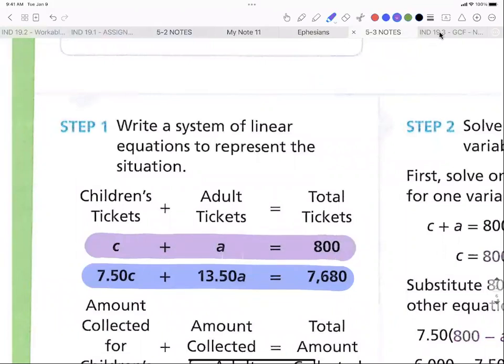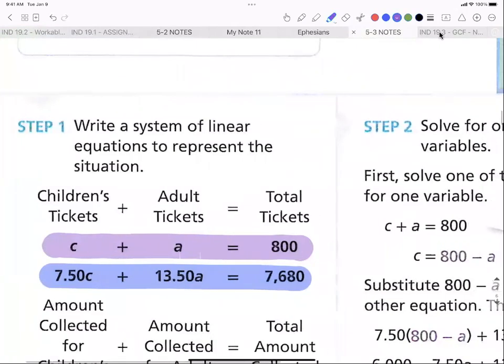So with the information that we were given in the story problem, we can write these two equations, okay? One of them, the purple one, is the number of tickets sold. The blue one is the amount of money that was collected, okay? But with these two equations, once you have a system, you can solve it as a system and you can find out how many children's tickets you sold and how many adult tickets you sold, okay?